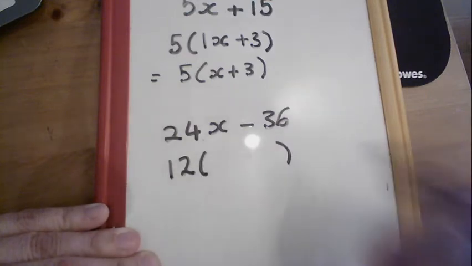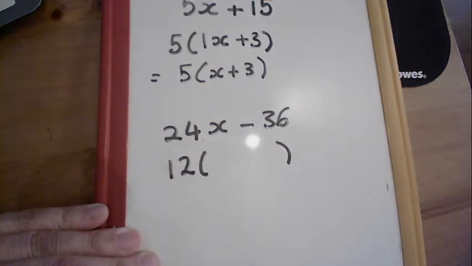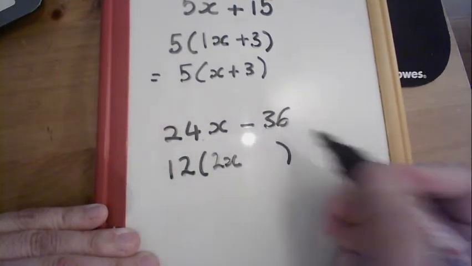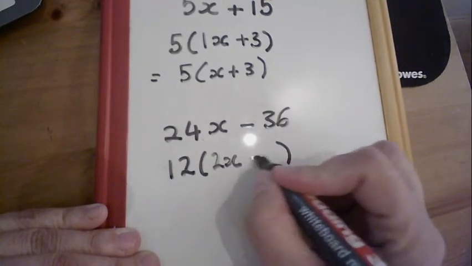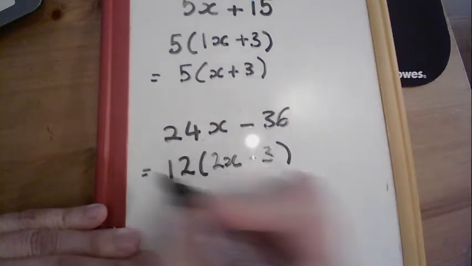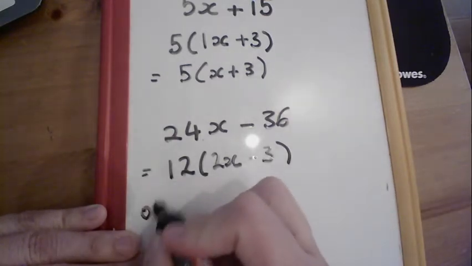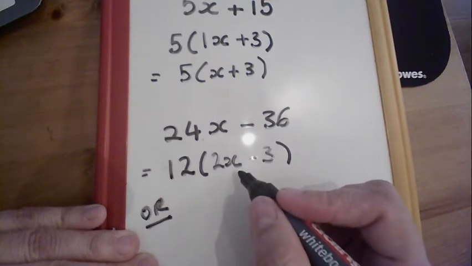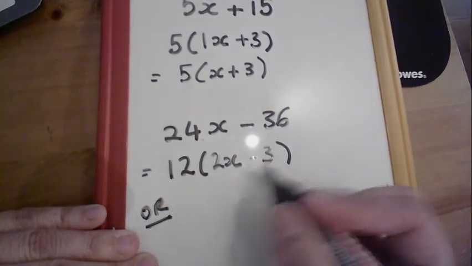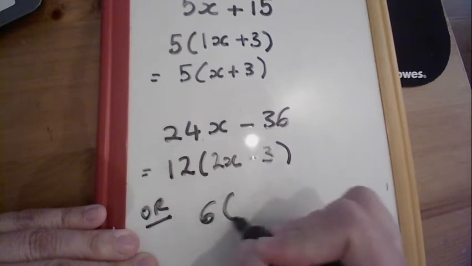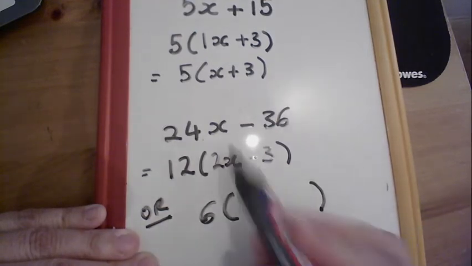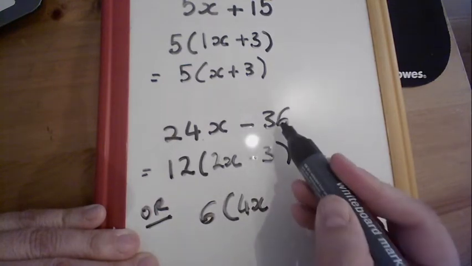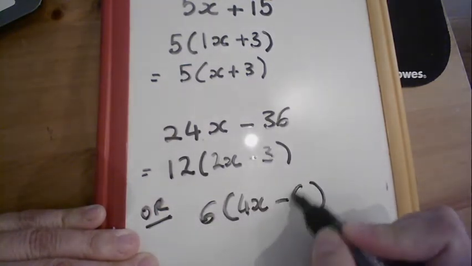Now remember, we're dividing. What is 24x divided by 12? Well, that is 2x. What is 36 divided by 12? That is 3. And that's my answer. Now, what would happen if I didn't spot the 12? Say I decided, I know they're in the 6 times table, and I took a 6 out. Well, 24 divided by 6 is 4. 36 divided by 6 is 6.